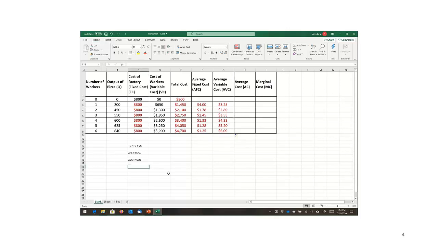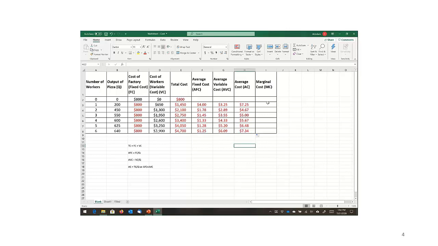There are two ways you can calculate average cost. Average cost is equal to total cost over quantity, or it is equal to average fixed cost plus average variable cost. So you can do it either way. Let's do the way of average fixed cost plus average variable cost. Just add it up. So that's your average cost if you are producing 200 pizzas, and just pull it down. So that's the average cost, which first decreases and then starts increasing.